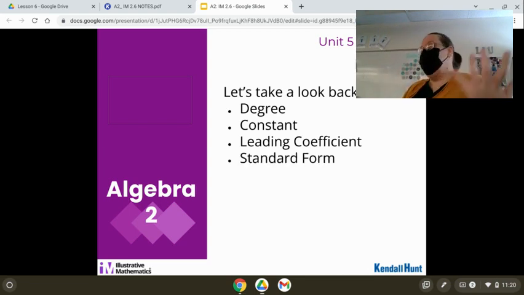What about standard form? You already kind of mentioned standard form. What does it look like? How do we know if it's in standard form? What has to be true about it if it's in standard form? What should I not see any of if it's written in standard form?